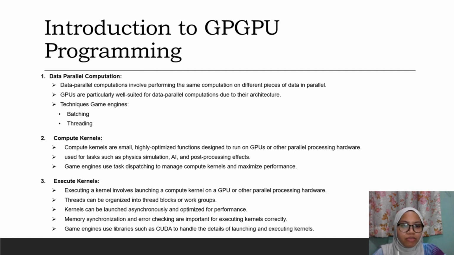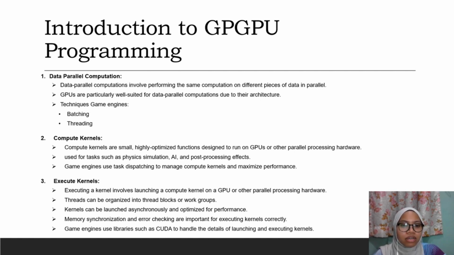Second is about compute kernels. It is a small and highly optimized function designed to run on a GPU or other parallel processing hardware. It is used for physics simulations, for AI, and post-processing effects. To manage compute kernels and maximize performance, we use task dispatching in the game engine. To write efficient compute kernels, developers need to know the hardware that they are targeting and the specific requirements of the task.